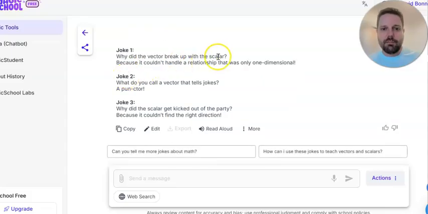Why did the vector break up with the scalar? Because it couldn't handle a relationship that was only one-dimensional. I don't know if that's funny or not because I don't know what a scalar and vector is. So maybe we need to revisit this after we know what scalars and vectors are.